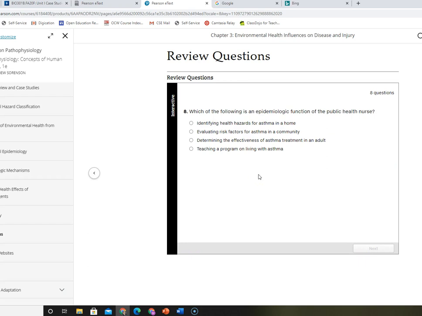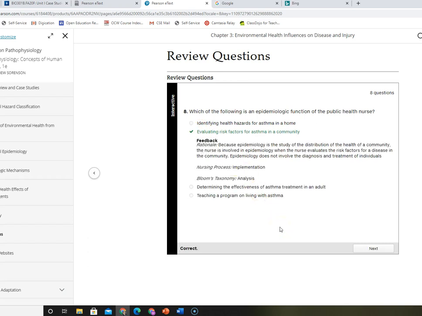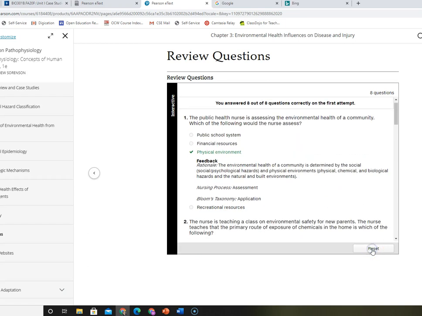An epidemiologic function of the public health nurse: evaluating risk factors for asthma in a community. Remember, epidemiology is the study of distribution of the health of a community. The nurse is involved in epidemiology when the nurse evaluates the risk factors for a disease in the community. So that was all of the questions.